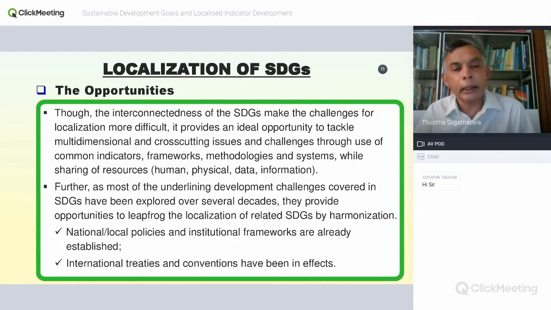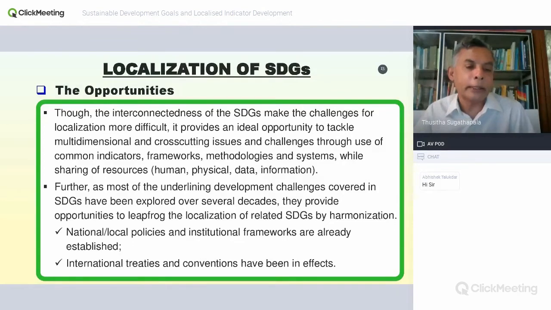And further, most of the underlying development challenges covered in SDGs, like poverty, climate change, and clean energy, have been deliberated over decades. So they are not new issues. Of course, SDGs put things in a new context, but the issues have been addressed, or rather analyzed, earlier. Therefore, there are a lot of resources available. They are now for us to use for the implementation of SDGs, basically looking at how to harmonize other agendas, policies, or frameworks with SDGs.